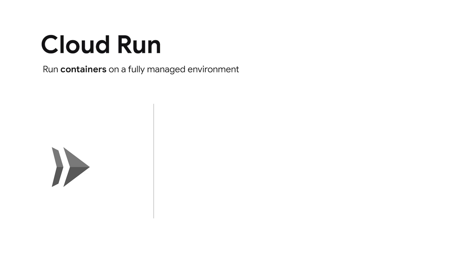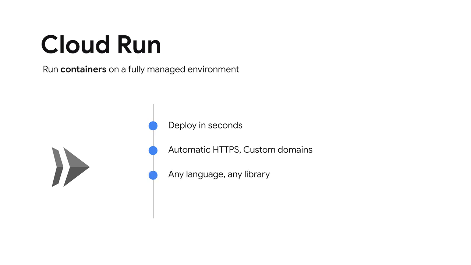Cloud Run is a fully managed, serverless, container-based platform. It lets you deploy stateless HTTP containers. Deploying Cloud Run services is super fast, and I'll show you my demo in a bit. You also get the flexibility of configuring your own custom domains. Cloud Run supports custom binaries, so any language or library is fair game. And because it's container-based, Cloud Run services are portable. But one of the biggest appeals of Cloud Run is its ability to scale down to zero when no traffic is hitting your service.